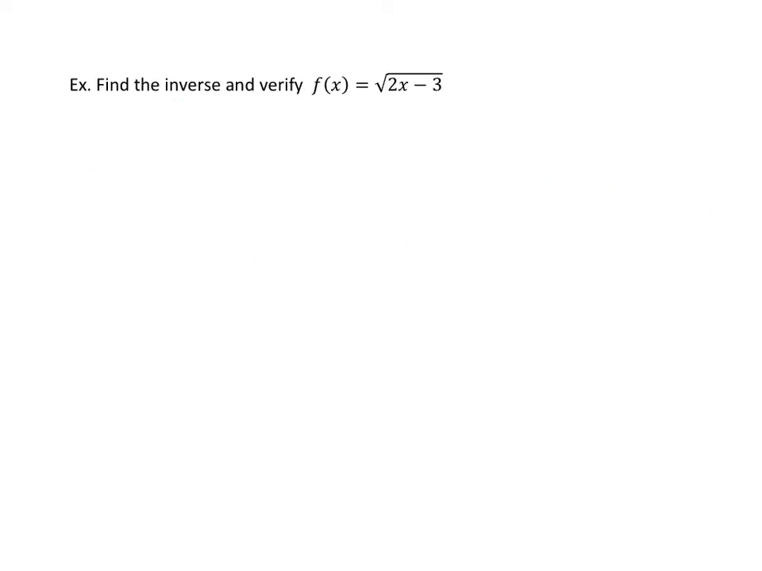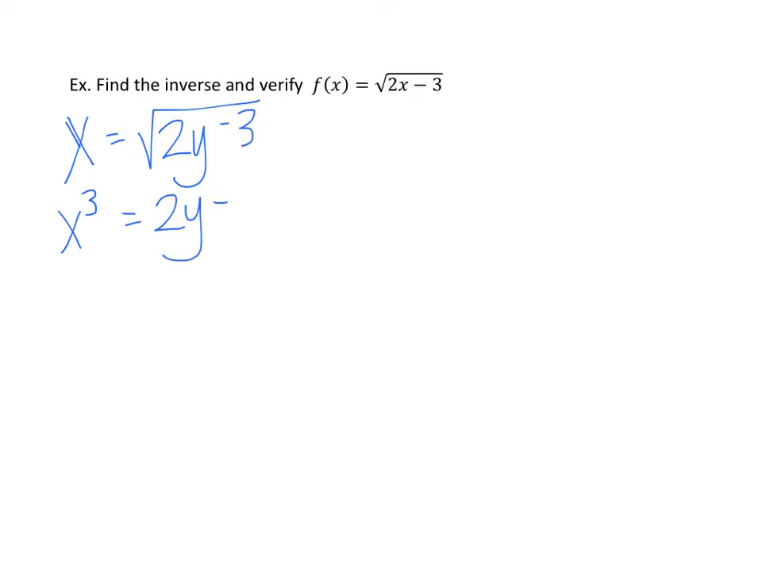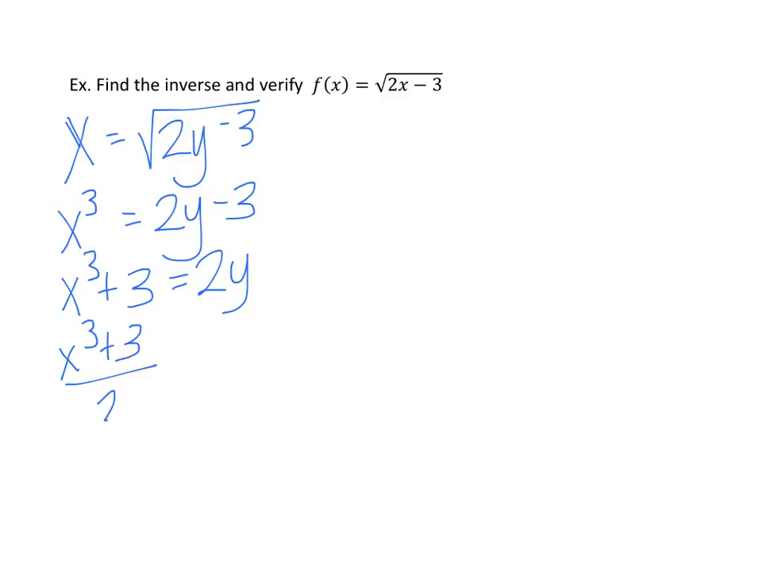Try this one on your own before you watch the rest of this video. Okay, if I switch my x and y, I'm going to have x equals square root of 2y minus 3. I have to work my way outside in, so to get rid of the square root, I'm going to have to square the x. Then I'm going to have to add the 3. And then I'm going to have to divide by 2. So there is my inverse.